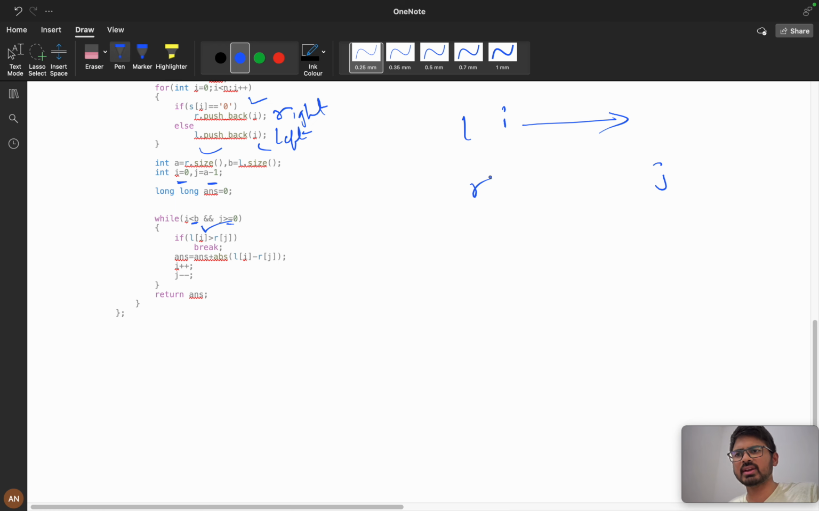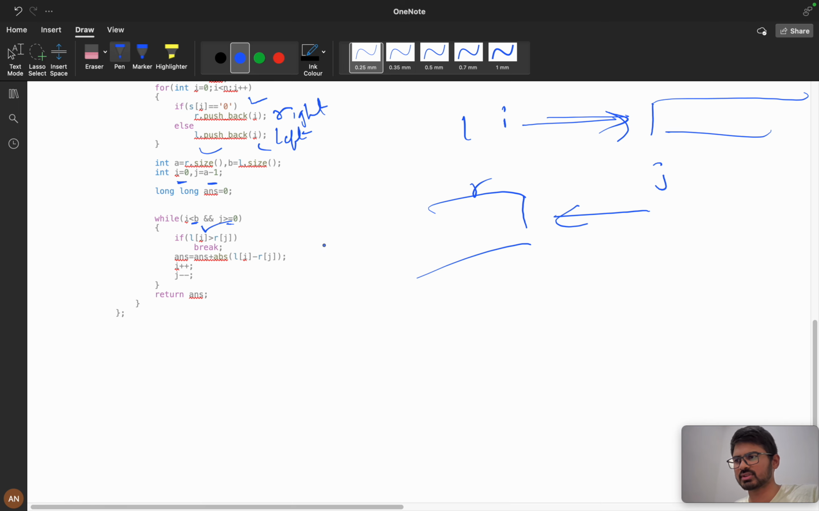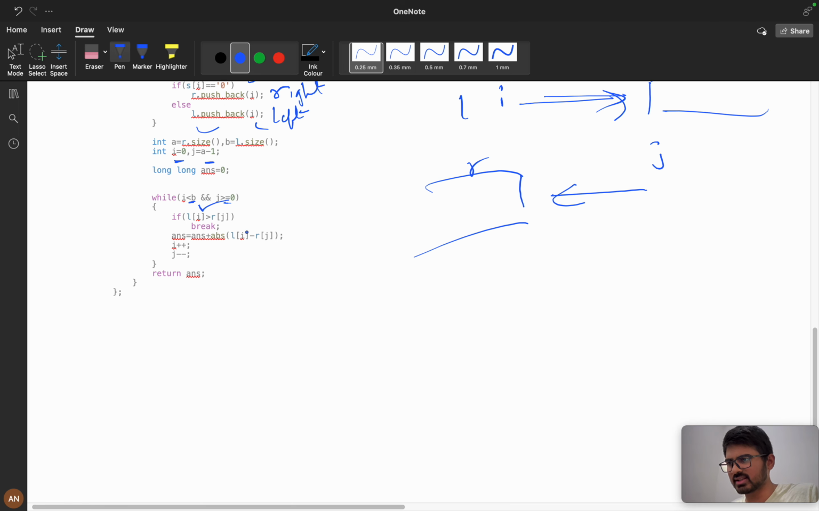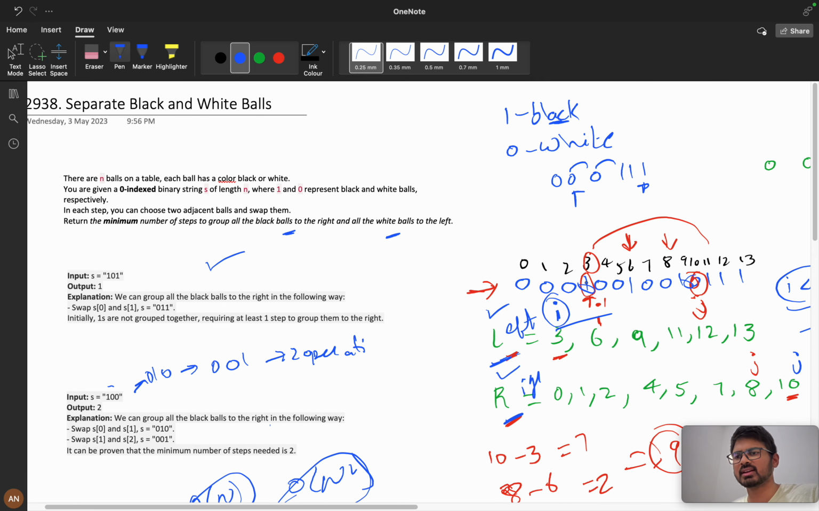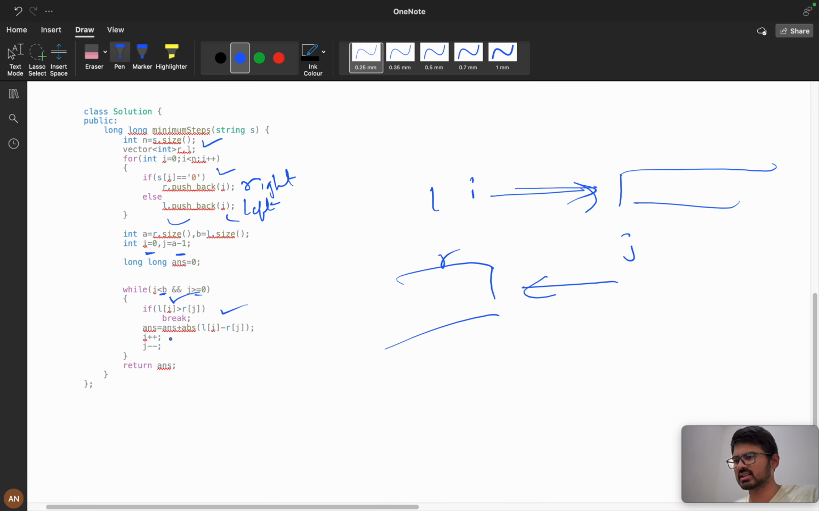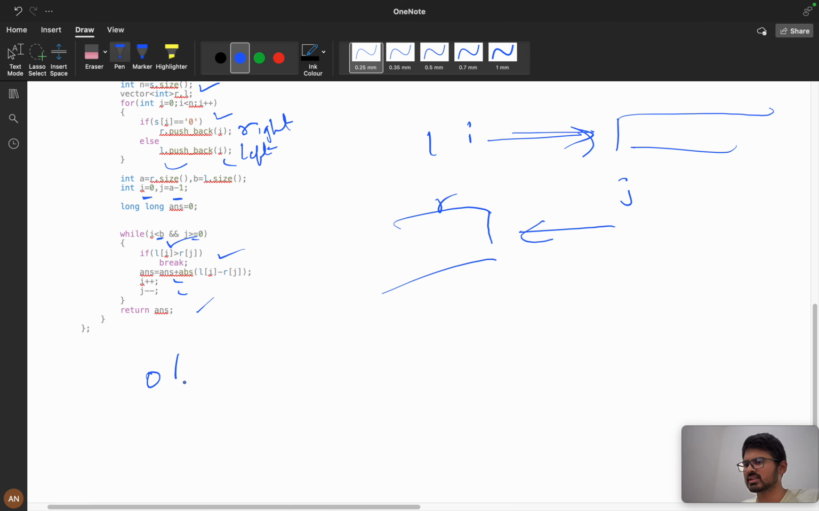My l of i has crossed r of j, then it means that here we have all ones, here we have all zeros which have crossed, and we are calculating l of i minus r of j, as we did here. We are calculating the difference and adding it to the answer and incrementing. So if you see this, the time complexity will be order of n, and my space will be the same, order of n, because we are using extra space.